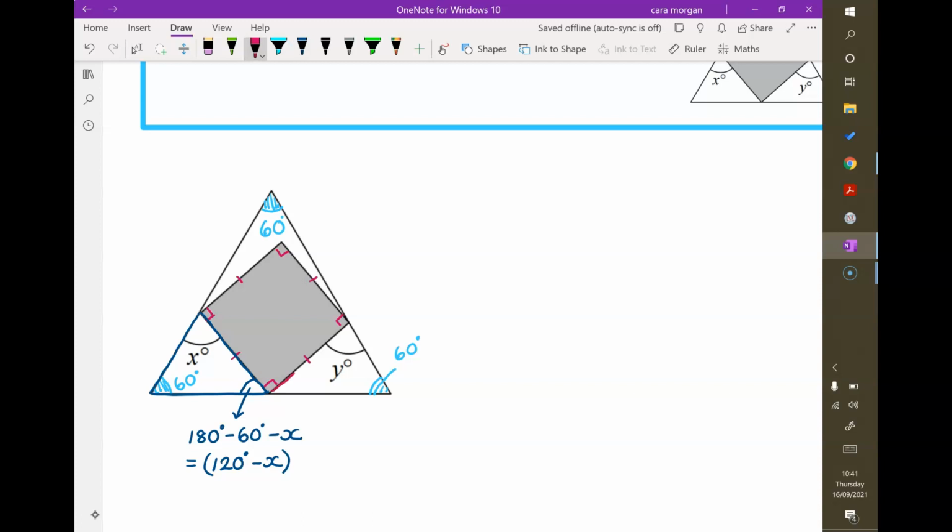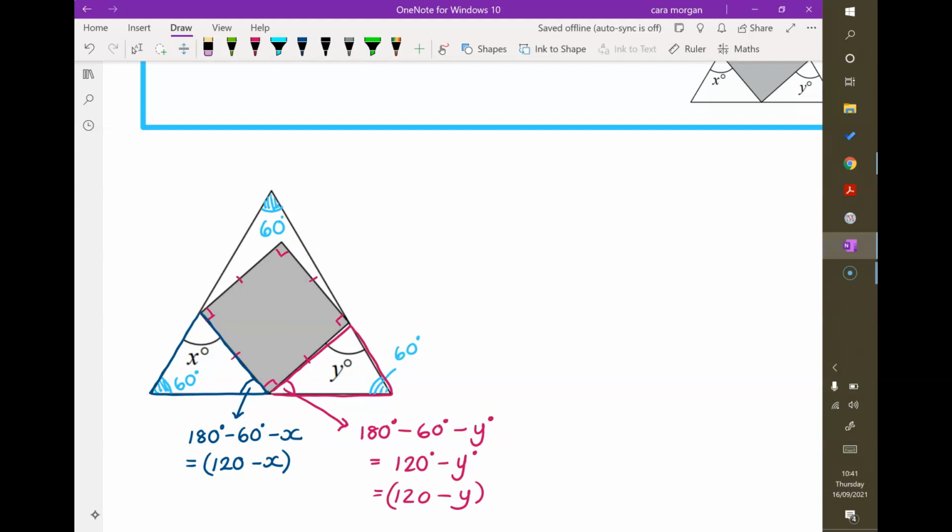If I have a look on the other side of the tilted square, I have another triangle, this time with an angle of 60 degrees, y degrees and an unknown angle. If I want to do something similar, I could express this as 180 degrees, subtract 60 degrees, and this time subtract y degrees. I can see that I've got 120 degrees, subtract y degrees. At this point, I can drop the degrees if I want to. Let's just write 120 subtract y, just to make it easier to look at. And I'll do the same on the other one.